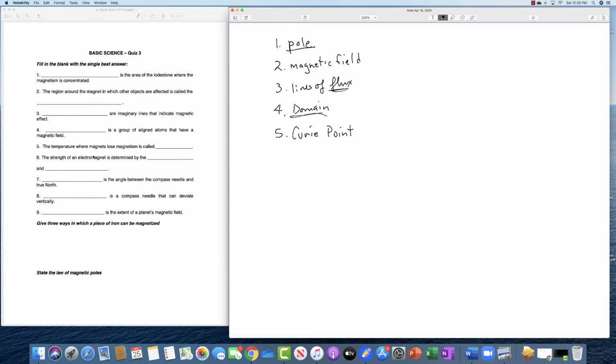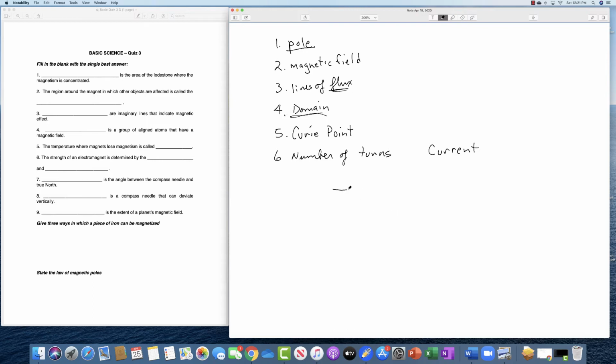The strength of an electromagnetic magnet is based on two things. The first one is the number of turns. Sorry about that. The number of turns. And I'll show you what that means in a second. And then secondly, it's the current, or the square. Some people put the actual square of the current, which is correct.